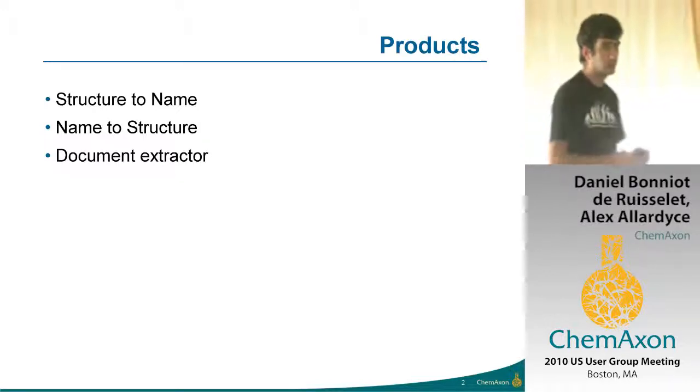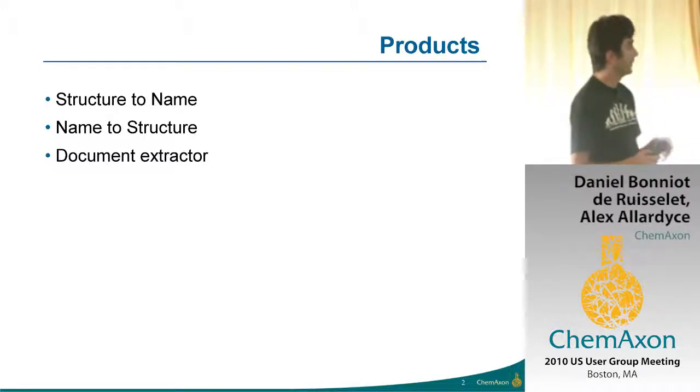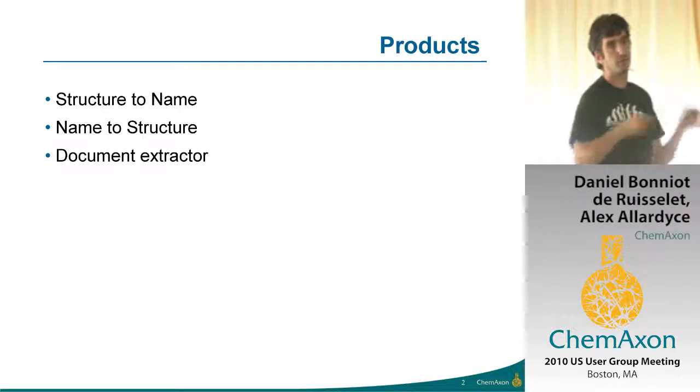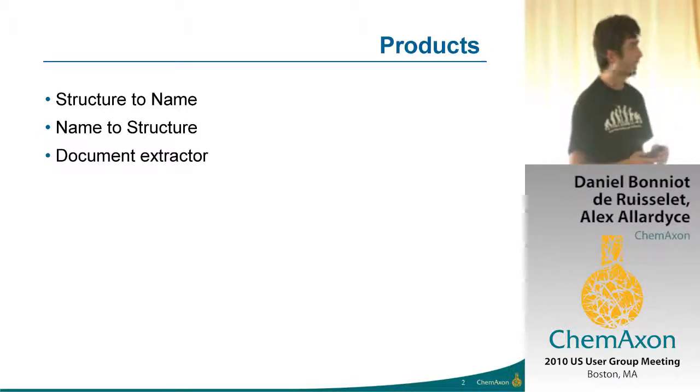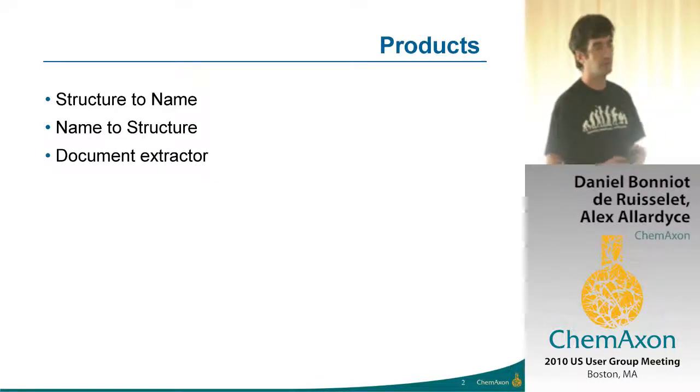name. This is our first product. And then we have name to struct, which is the other way. And document extractor, that's when you have a text document which has names inside, and you want to extract the names, and you want to convert the names to structures at the same time. So I'm going to tell you about those products, about the improvements, the new features, the hard numbers about accuracy, and the past, the present, the future.